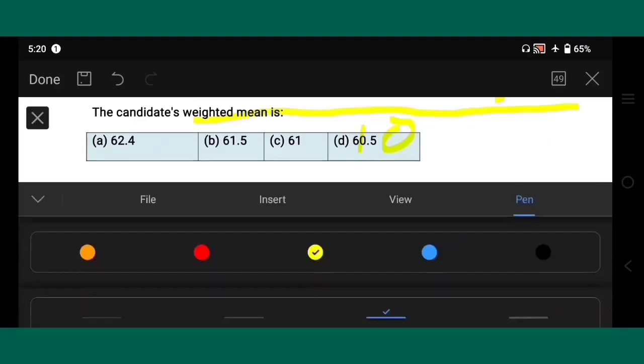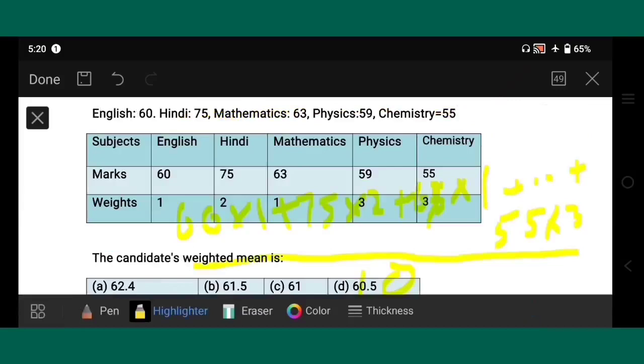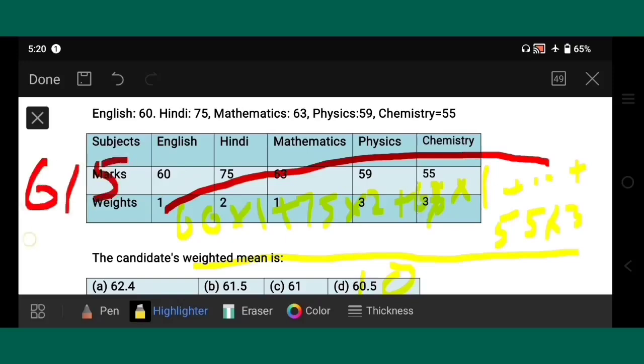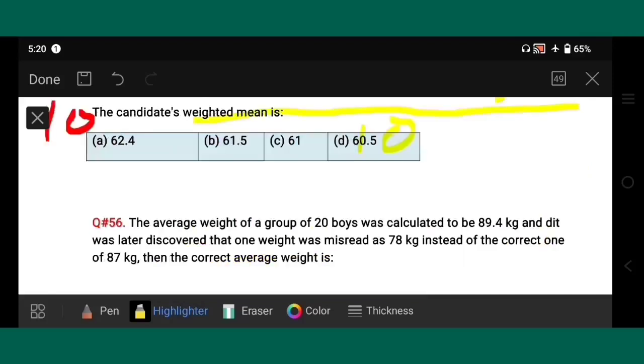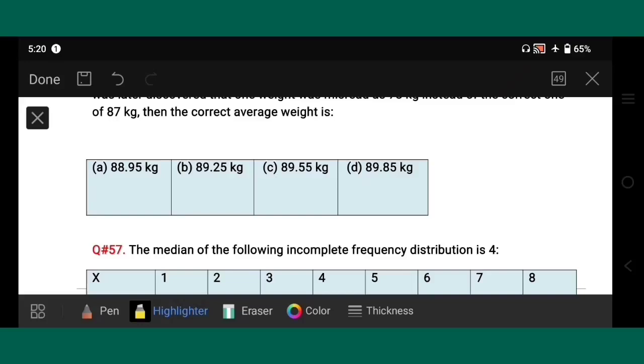So the sum is equal to 615 divided by 10, which gives 61.5. So option B is correct. 61.5 is the right answer.